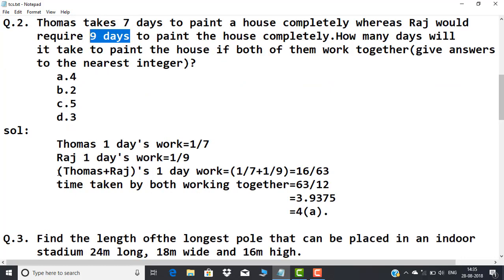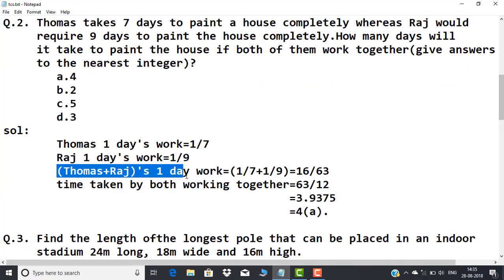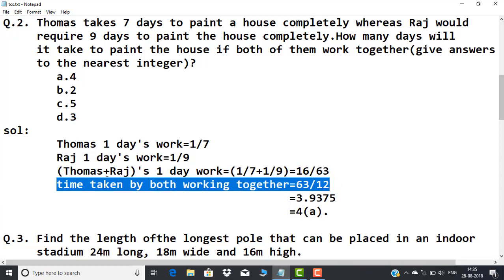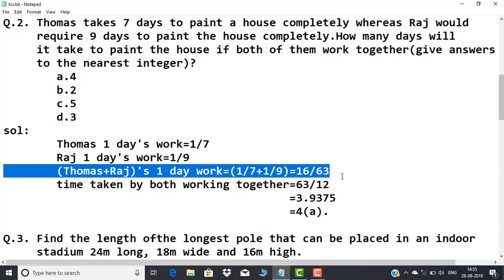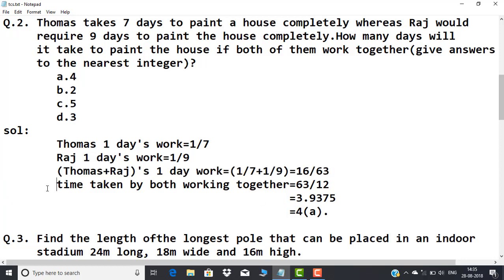Now we calculate Thomas plus Raj, the combination of both for 1 day work, which will be equal to 1 by 7 plus 1 by 9, that is 16 divided by 63. Now the time taken by both working together. Time will be just the reciprocal of the work done by both of them in 1 day, that is 16 by 63. So the reciprocal will be 63 by 16, which comes to around 3.9375.